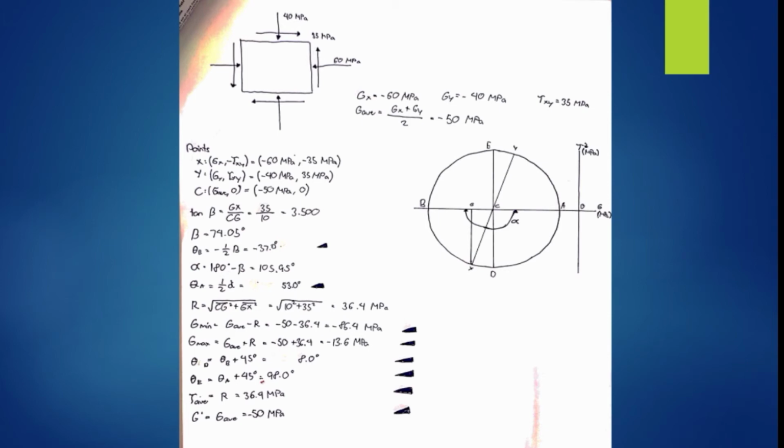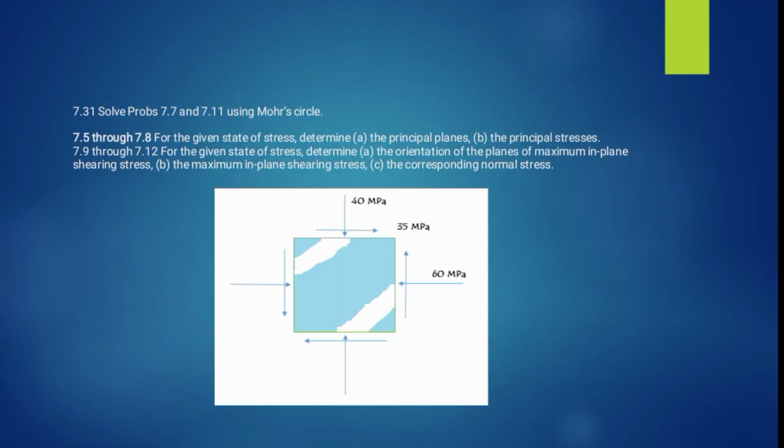Next is A. 180 degrees minus B is equal to 105.95 degrees. Next is θA, 1 half of A, which is equal to 53.0 degrees. It is positive because we know that this is positive here. So we have the answer for A in 7.7.